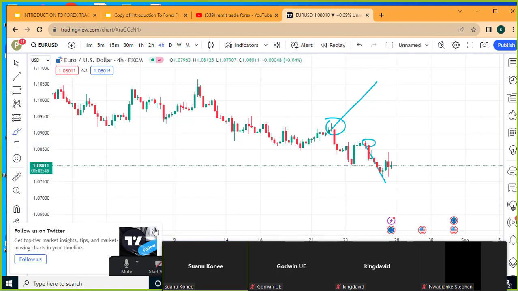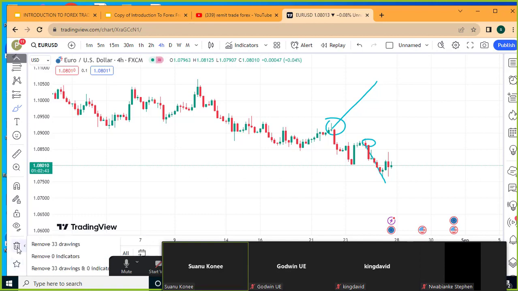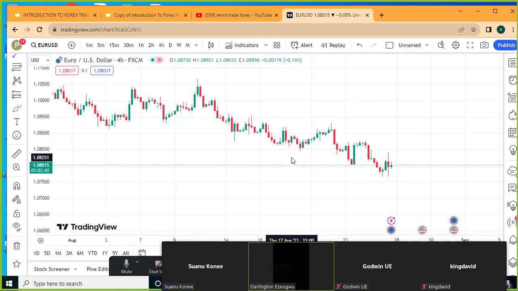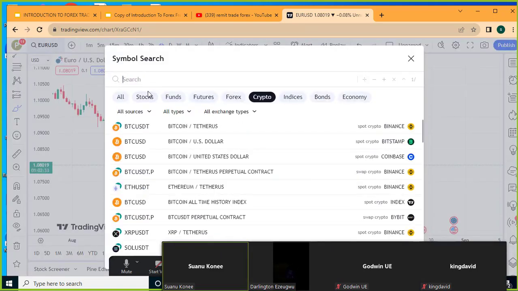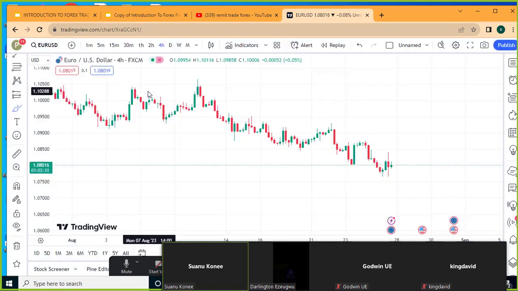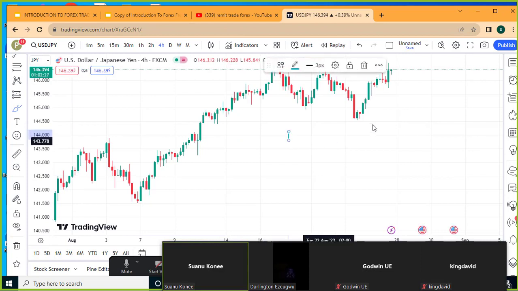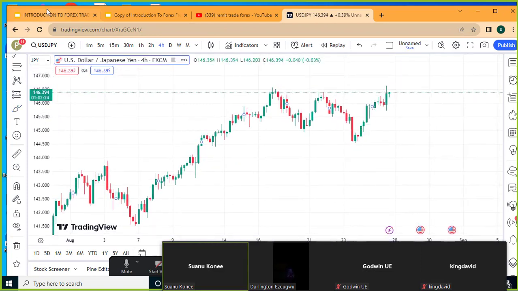Now let me further explain something very important here. Let's say, for example, I change this pair to USDJPY, and you see the market is moving up. Now I've changed the pair, USD is the base currency in this case. What it means is that $1 is exchanged for this price, because right now this is the current market price. If you can see my cursor, this is the current market price of the market. So $1 is exchanged for 146.39 Japanese yen.